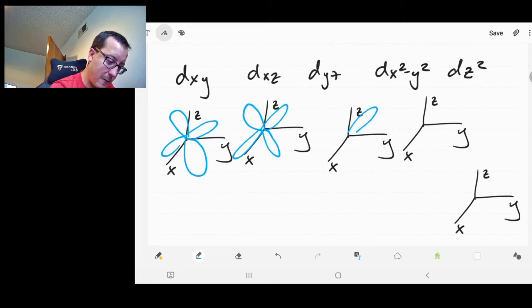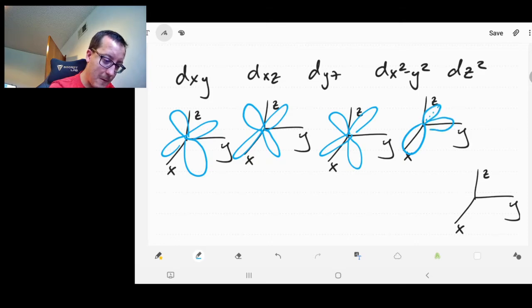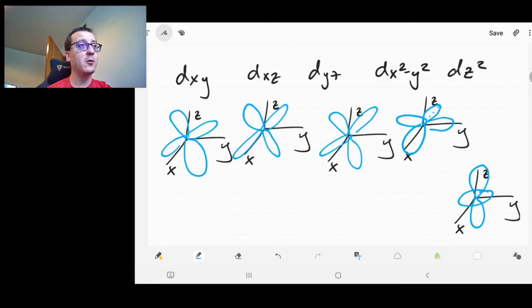YZ will have them like that. All right, but again, tilted 3D, sorry, terrible at 3D. What's important to notice about x squared minus y squared, though, is that one has them along the x and y axes. So its lobes are along the xy plane. And dz squared is that kind of weird looking one. It's pointing along the z-axis, and it has that kind of ring around it as well that goes a little bit into x and y.